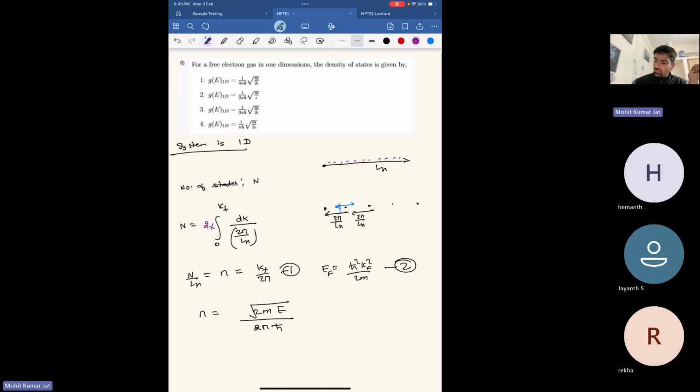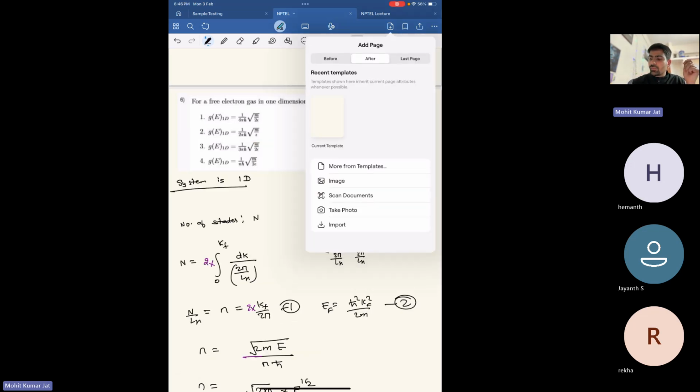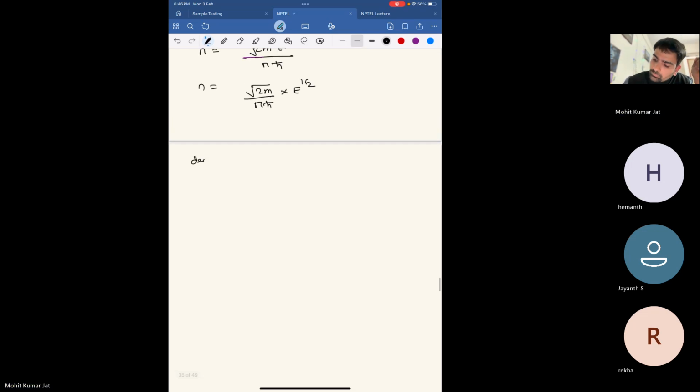So this is degeneracy 2, so this will give me 2, and this 2 will go away. So n will be square root of 2m by pi h bar times E to the power half. Now the question asks me, what is the density of state? So density of state is nothing but the number of states per unit energy, that is dn by dE.